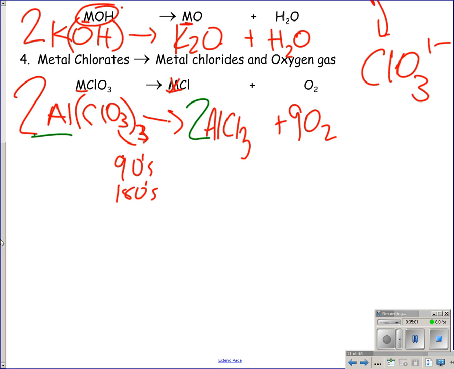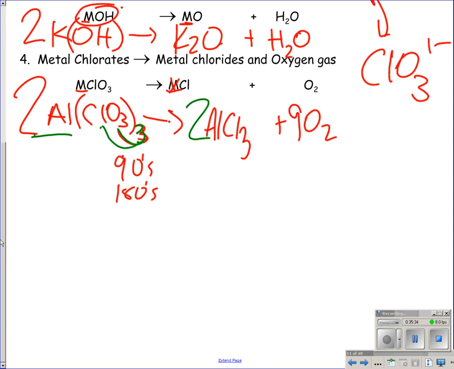How many chlorines here? 3. Why 6? Yes, this 3 distributes here and here. So that means I have 3 chlorines from the 3 out here, but then 2 times that number. So the 2 coefficient times the 3 here gives me 6 chlorines overall. So I have 6 chlorines here, 6 chlorines there. We're good. Yay!